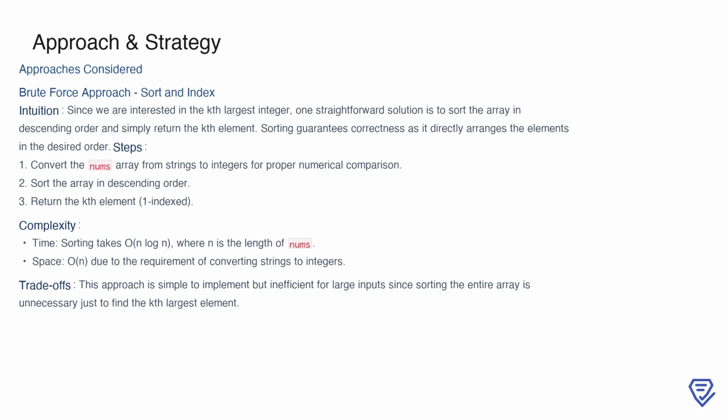While simple to implement, this approach is not efficient for large arrays because sorting the entire array takes n log n time, which is unnecessary when we only need a single element. Additionally, the space complexity is n, due to the conversion of strings to integers. So, while this method is easy to understand and implement, it falls short in performance when dealing with larger inputs.